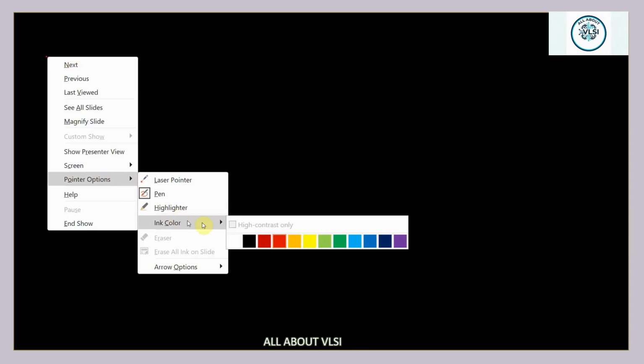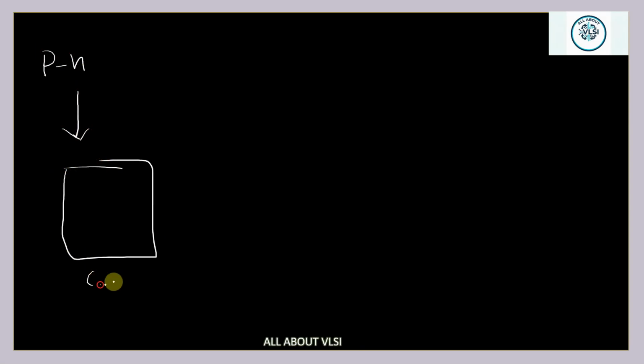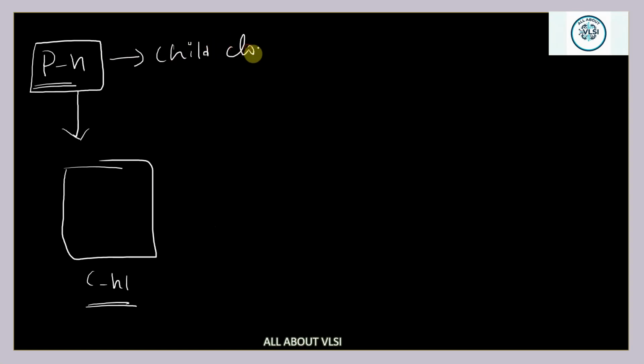Okay, let me draw the scenario over here. I have a parent class handle which is basically pointing towards a child class object. This is nothing but my C_H1. That means this parent class handle which I have created is now acting as a child class handle because we have achieved polymorphism. So this P_H, you can assume it as a child class handle since it is pointing to a child class object, right?